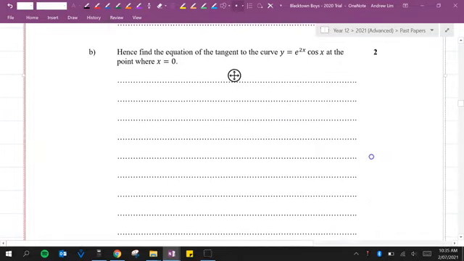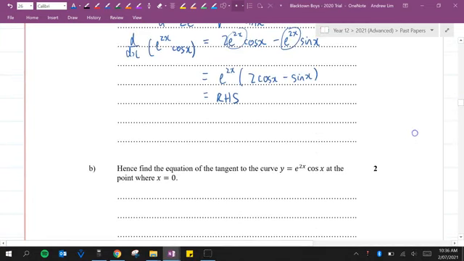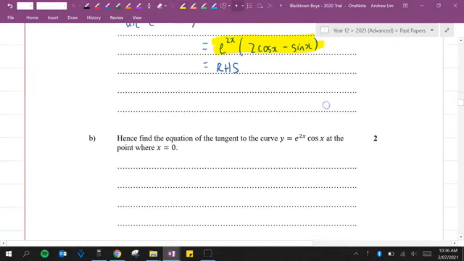Okay, question B. Hence, find the equation of the tangent to the curve y equals e^(2x) cosine x at the point where x is equal to 0. So remember, because we've differentiated, that means we found the gradient function. So this here is the gradient function. It will tell us what the gradient is at any point for x. So here the question is saying when x is equal to 0.